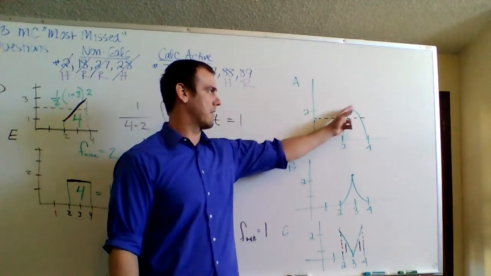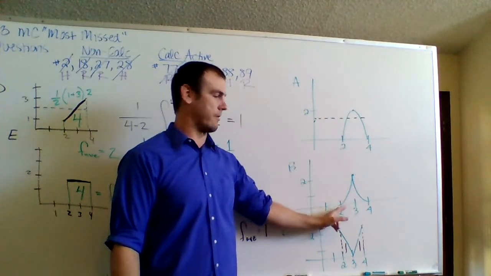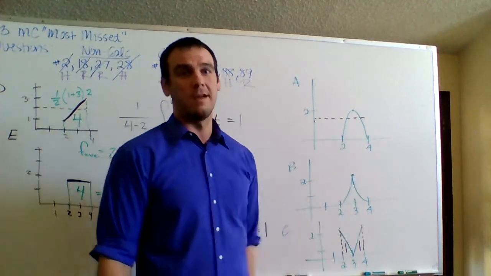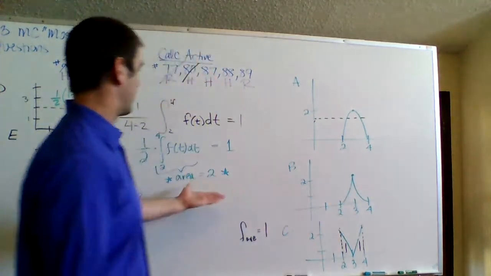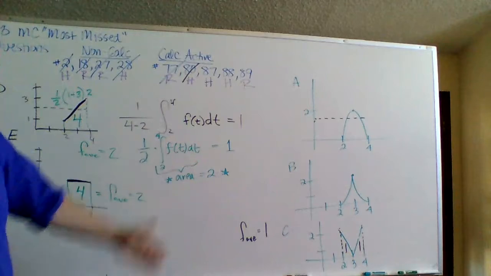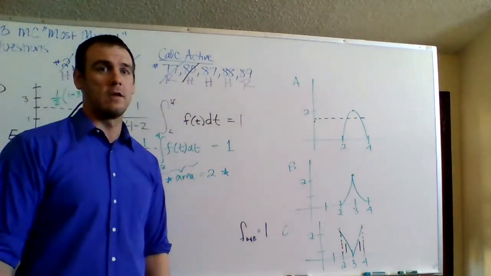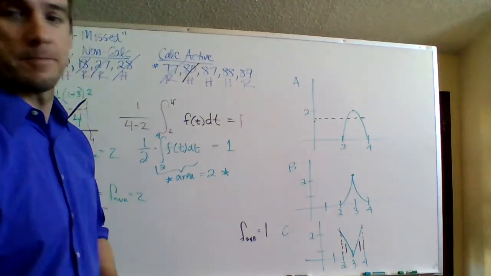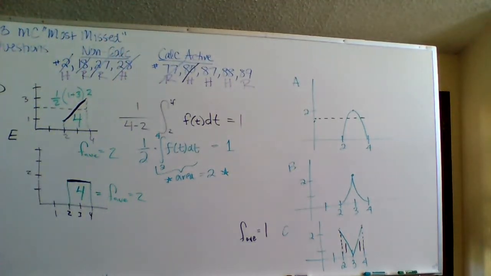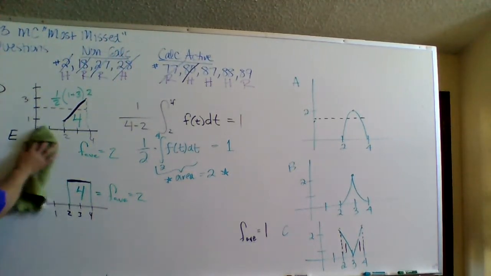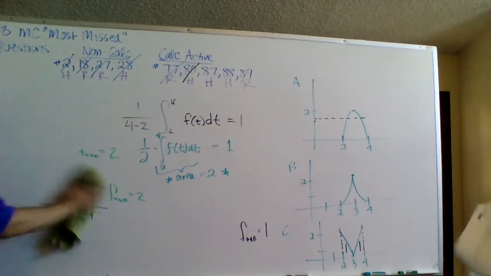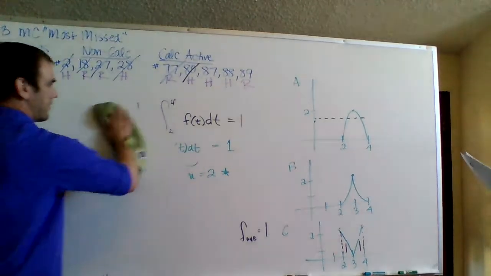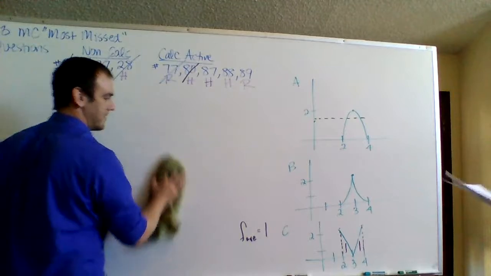If you've got things you don't know how to find the area underneath the curve of, there's no way to figure out what the average value of those functions are without an equation. So that should be kind of a clue to not pick those. Okay, so that was 88, right? I think so. Did I do 87? Yes, 87 was the calculator one.